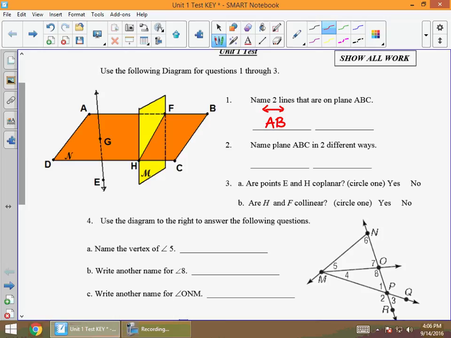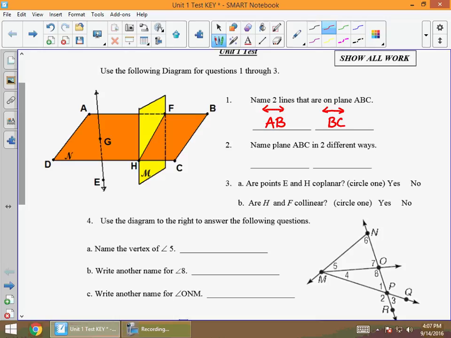Another line, if it says name 2 of them, so I'll take a different one. I could do BC. And again, that plane is going to continue, so those lines would continue. I could have done CD. I could have done FH, AD, BC, FB, BF, CH, HC. Any of those. Really, the only 2 points that you could not have used are G or E, because that line EG is not in plane ABC. It cuts through plane ABC. So it only touches in 1 point, at point G.